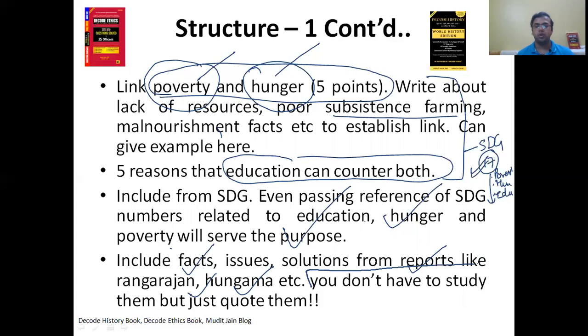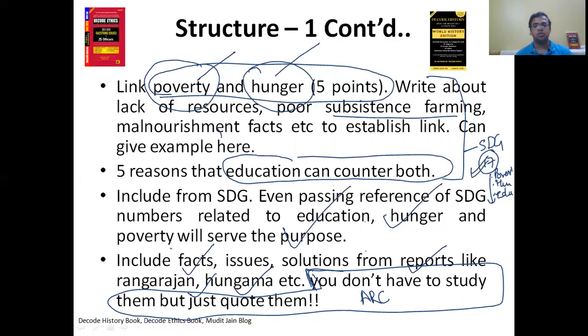Even if you skipped these reports in the Sriram book, or I don't know if they are even available in those notes, you don't have to read them. As I already told you in ARC, you don't have to read reports, you just have to use them. Even if you have the slightest idea that there is a report named Hangama which talks about hunger, even if you don't know what it says, just write what you know and then say as per the Hangama report. The examiner wants to see the name, not what you mention after that. Trust me, this is true.